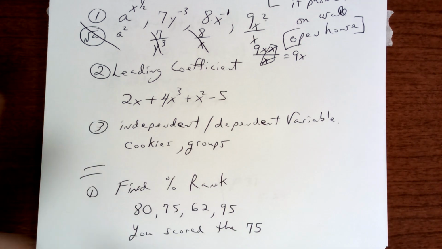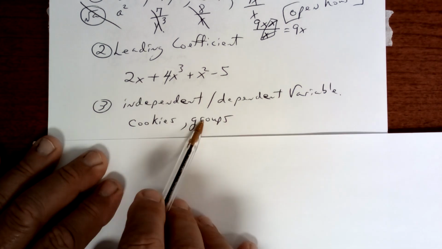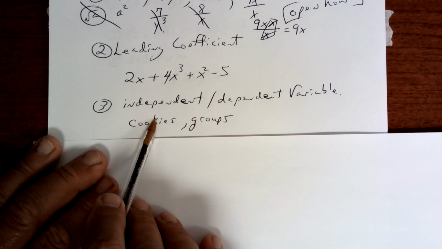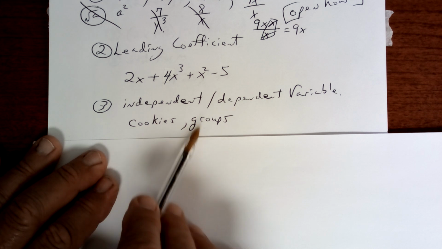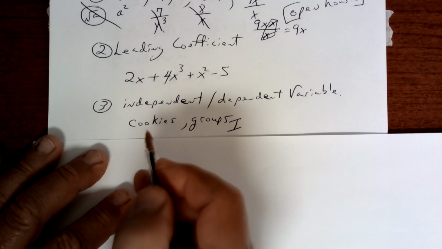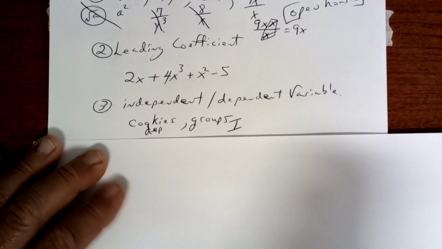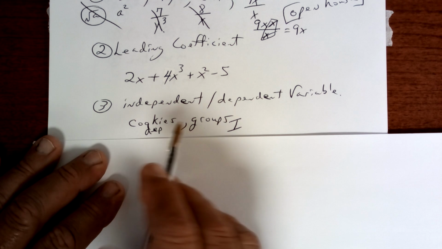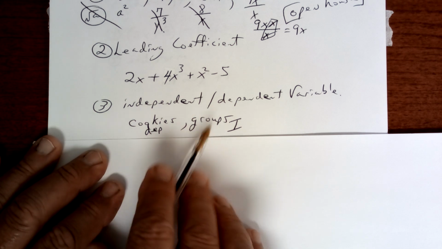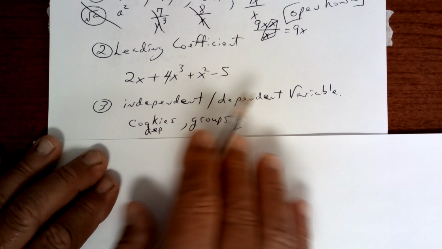Independent. Well, how many people show up will determine how many cookies you make. Okay, so the groups is independent. The cookies depend on how many people show up. So how many cookies we make depends on how many groups show up. There it is. That's independent and dependent.